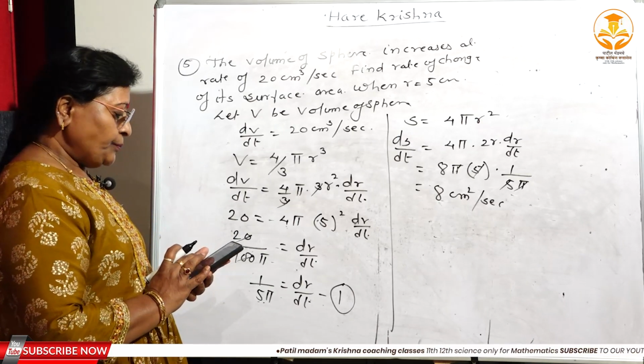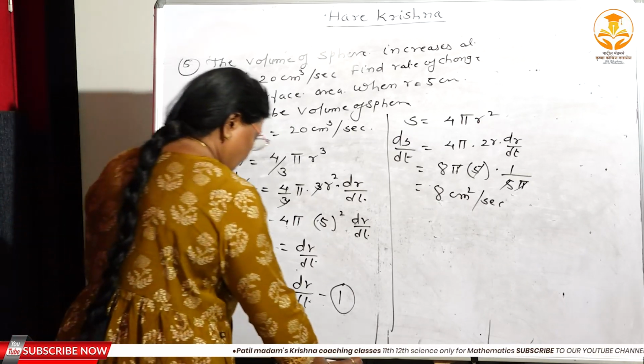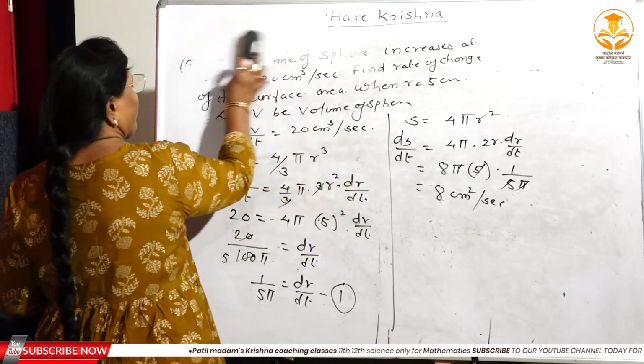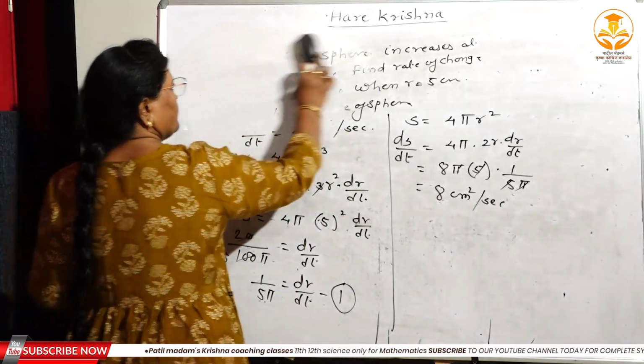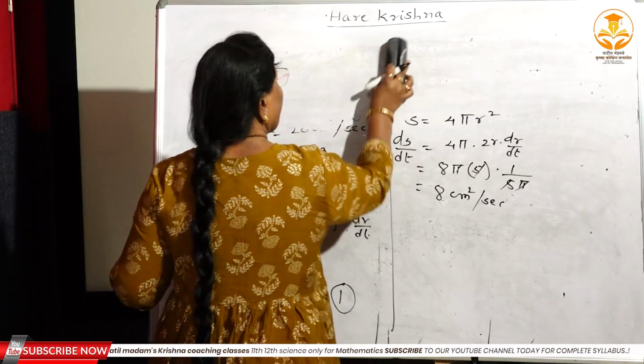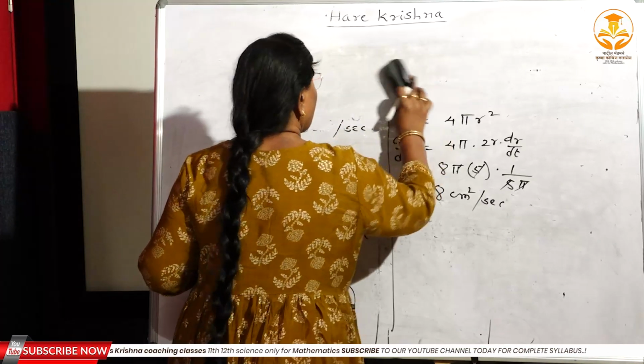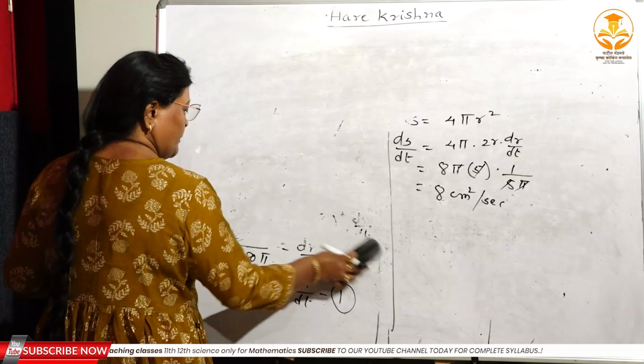Very simple one. Again, another one. Very simple problems are there. Only you have to find out, one rate is given and you have to find out the corresponding rate. Isn't it?